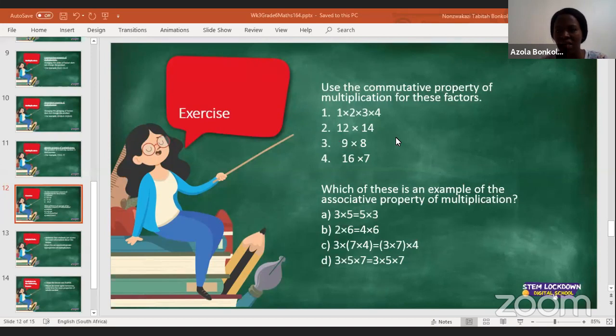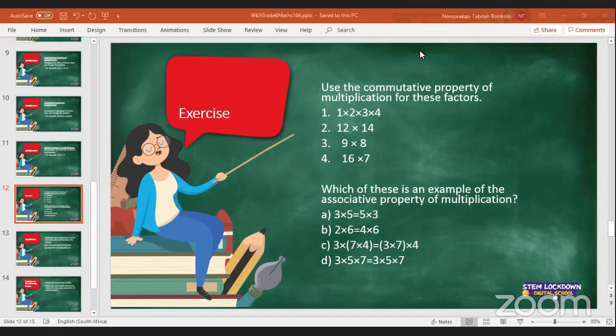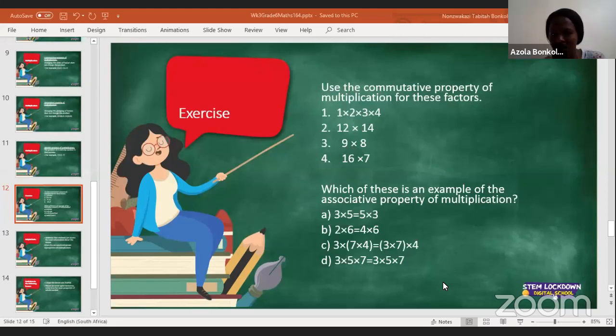I think I'll just take the answers. Yes, Ashley? I see, Ashley, you have your hand up. Well, we see that 12 times 14 will equal 14 times 12, which will equal our answer. Our answer is 168. That's correct. The answer is 168. Thank you so much.